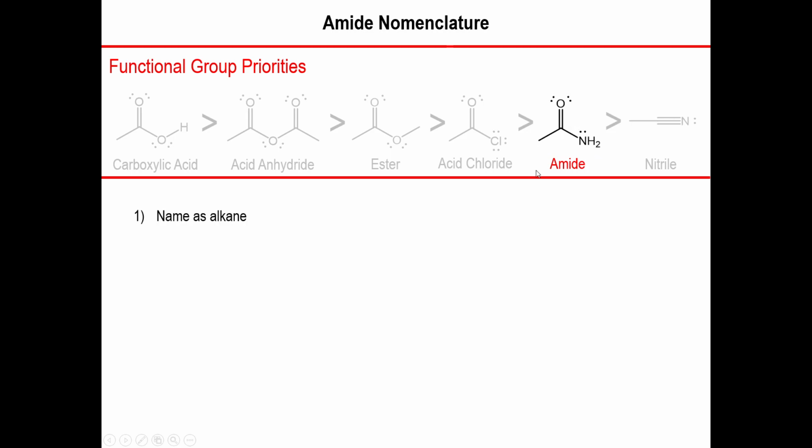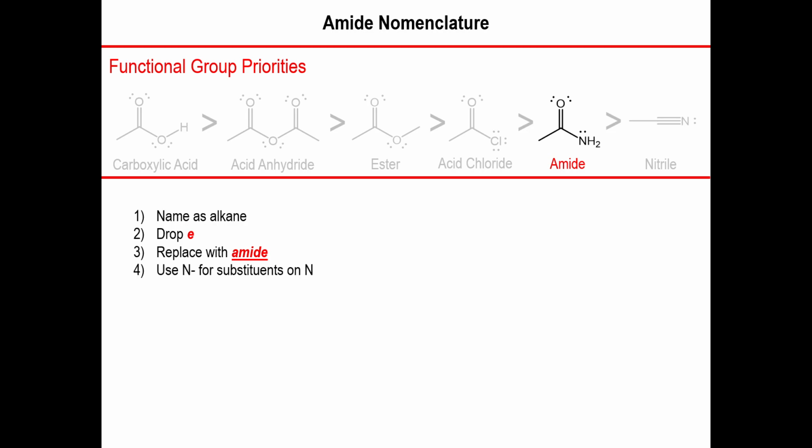How you name amides is simply the same way as you name an alkane, except that at the end you drop the last letter, you drop the E, and in its place you simply add the word amide. So this type of molecule is not too bad to name.